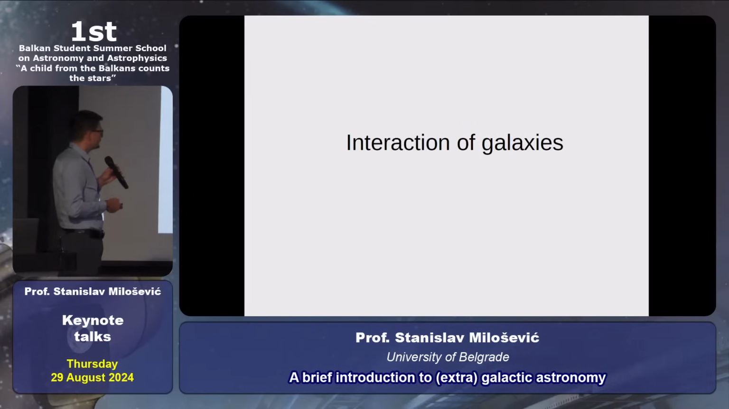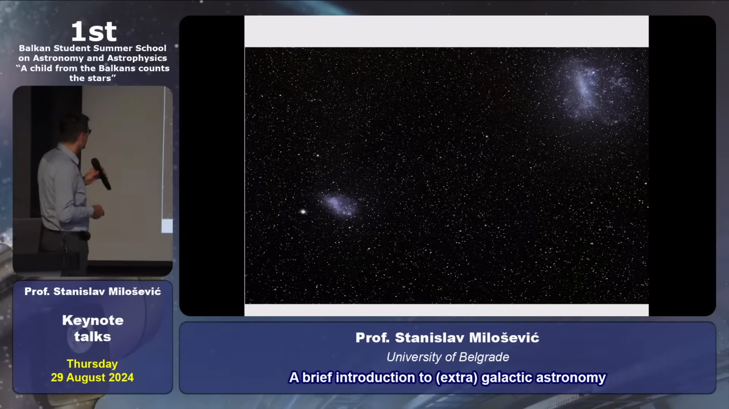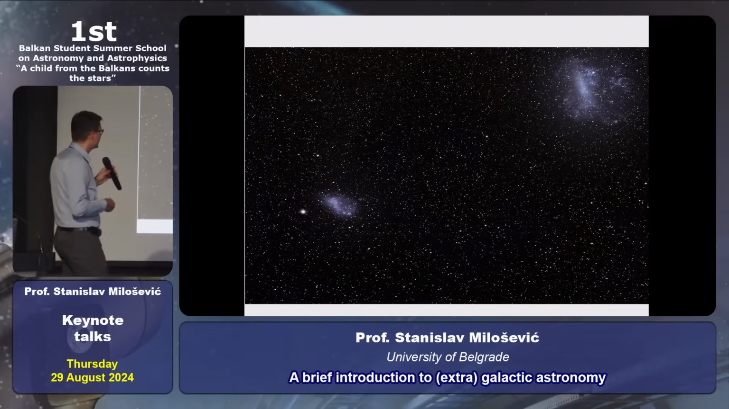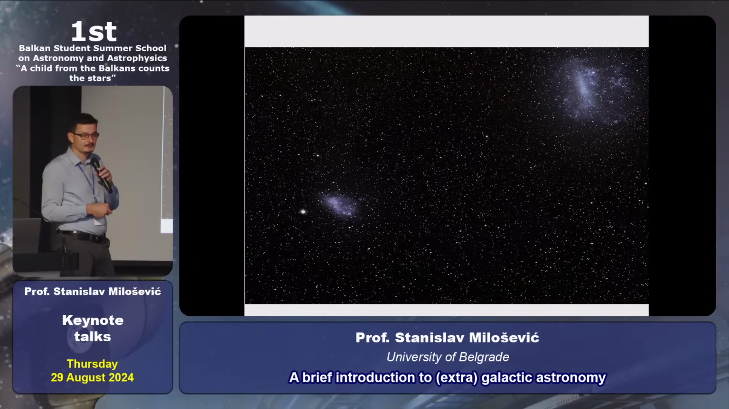Okay, I will speed up. When we talk about interactions of galaxies, do you know which galaxies these are? It's our satellite of the Milky Way. They're in the halo of the Milky Way. You can see it from the south.